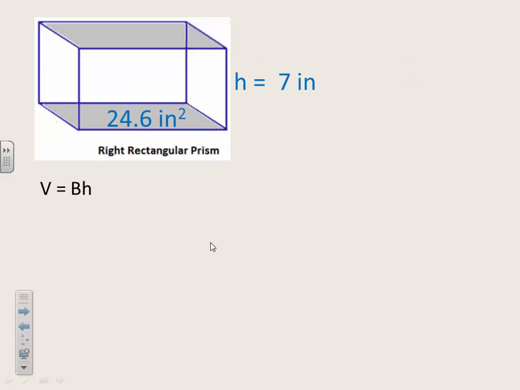All right, your next one in the bottom left corner looks like this. So I want you to hit pause and try it. I've got the formula up here for you already. We're going to substitute the 24.6, that's the area of the base. We're going to substitute that in for the B, the 7 is the height. And if you multiplied this correctly, that should be your answer, 172.2 cubic inches. And you could put inches cubed as well.